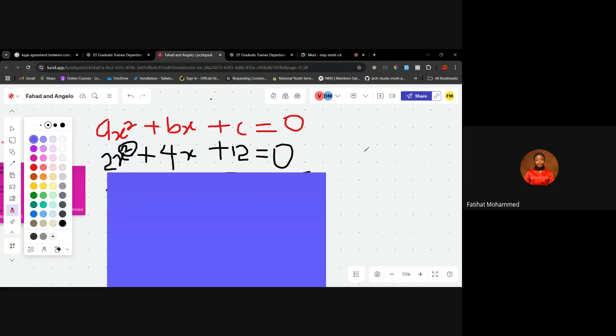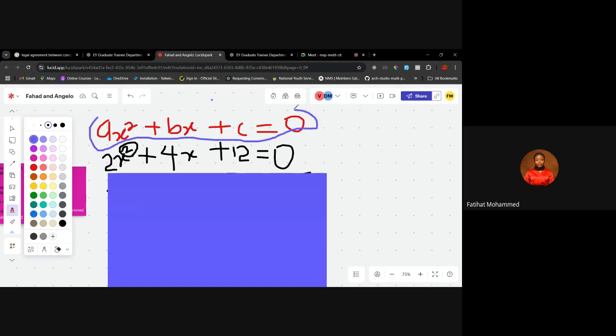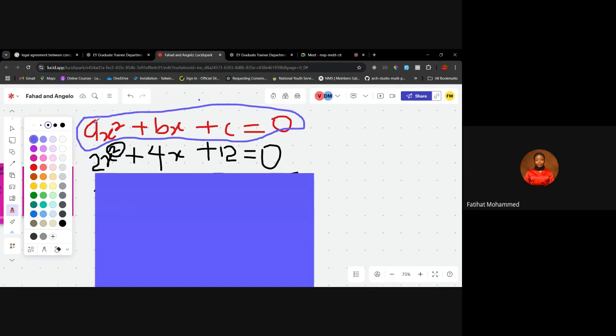Okay. Thank you. So now if you compare any given equation with this general equation, don't forget, it's very easy. The first one is letter A. A comes with the highest power, which is x squared. Then after x squared, the next power is raised to power 1, isn't it? And anything raised to power 0 is what? One. Thank you, Angelo. That's smart.